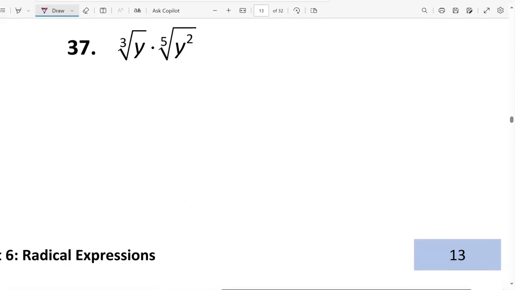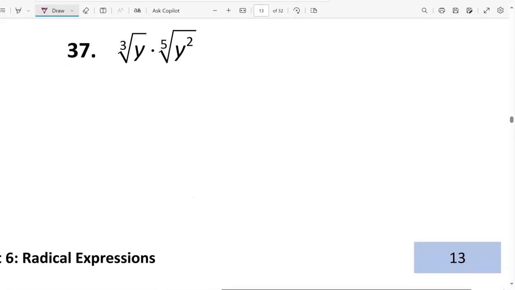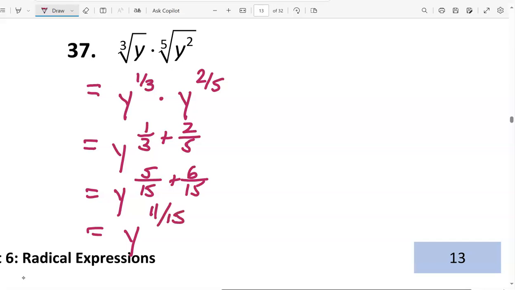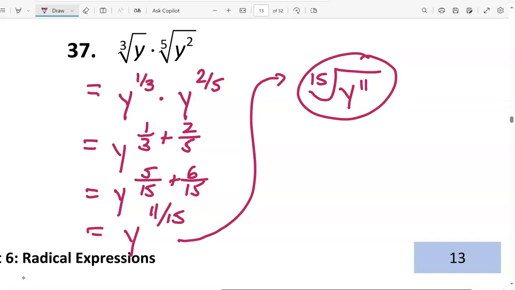In 37, we have the cube root of y times the 5th root of y to the 2nd power. The cube root of y is the same as y to the 1/3. The 5th root of y squared is the same as y to the 2/5. When we multiply like bases together, we simply add those exponents together. And let's get a common denominator here. It will be 15. So we have 5/15 plus 6/15. And that will be y to the 11/15 when we add those fractions. And now we're going to rewrite that back in radical form. So that would be the 15th root of y raised to the 11th power.